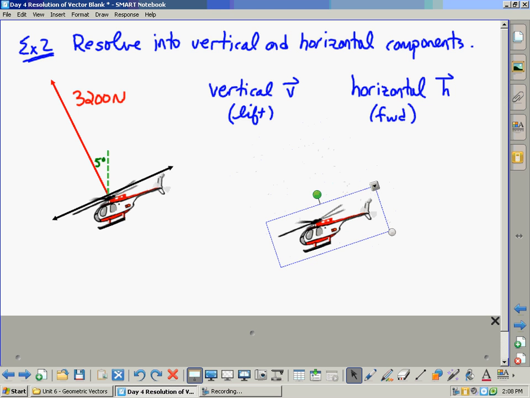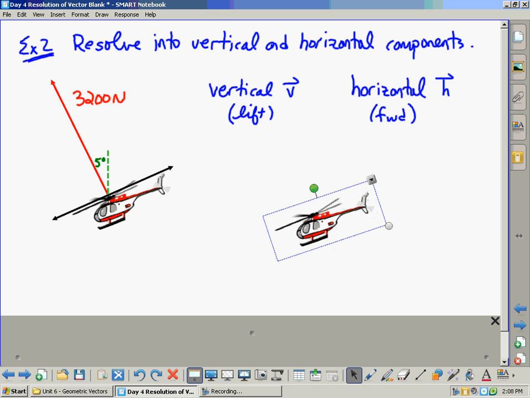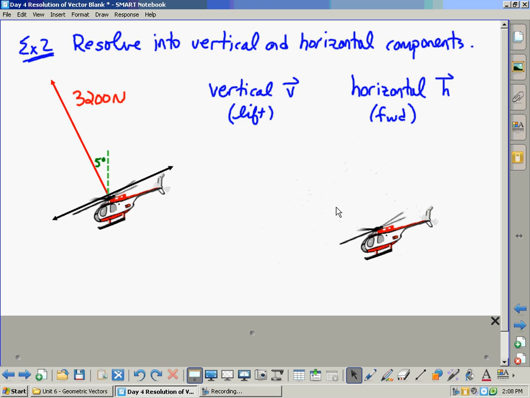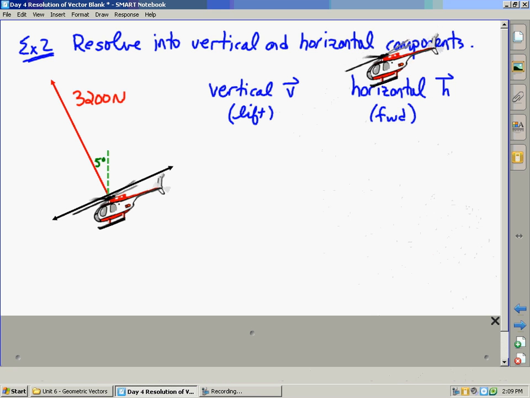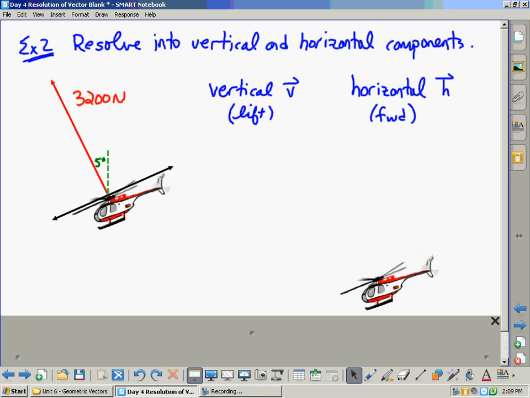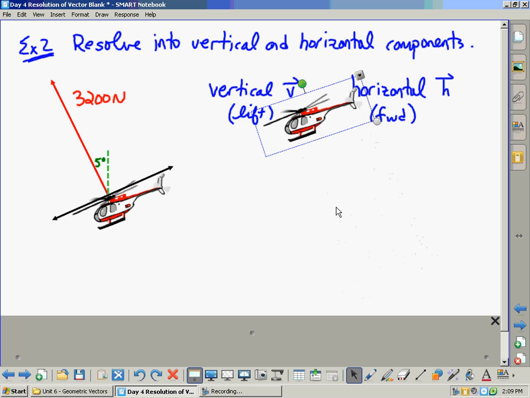So in our example, you'll see that it's going up with 3,200 newtons of force at an angle of 5 degrees to the vertical. So it's going off something like this. And we can really get a good view of our helicopter taking off if we watch this. Okay, now I'm just having fun. So anyway, our helicopter is taking off at this little path here. We'd like to know what its vertical and horizontal components are. The vertical component is something we call the lift, and of course the horizontal is how fast it's going forward.